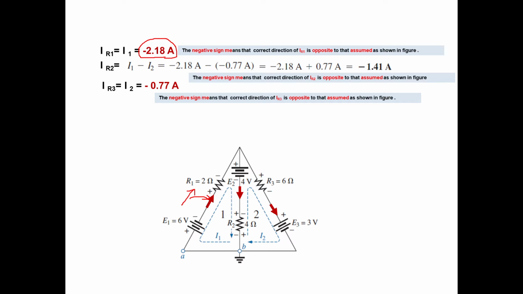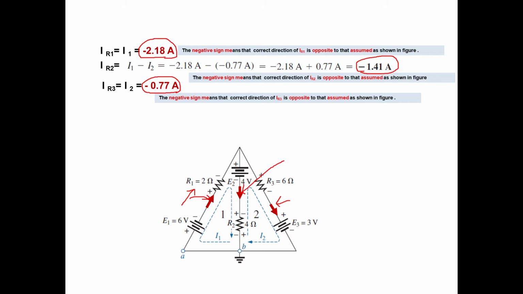Same way, if you consider I1 minus I2, again you get the sign as negative. So our assumed direction is wrong. This direction is shown here, but the arrow mark corresponds to minus 1.41. Now in I3, the value is minus 0.77. Minus 0.77 means this is the arrow mark, and here the current is minus 0.77, which is wrong.